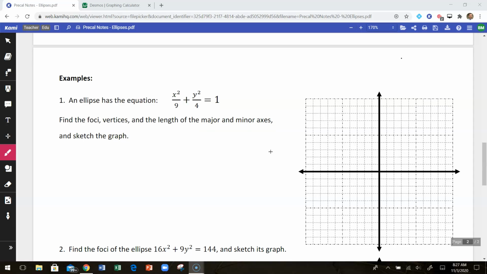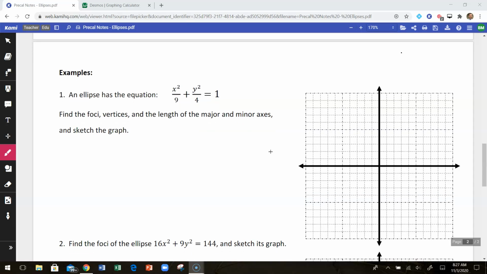So let's jump into an example. We have an equation of an ellipse. It's x squared over 9 plus y squared over 4 equals 1. We want to find the foci, the vertices, the length of the major and minor axes, and then we're going to sketch the graph.